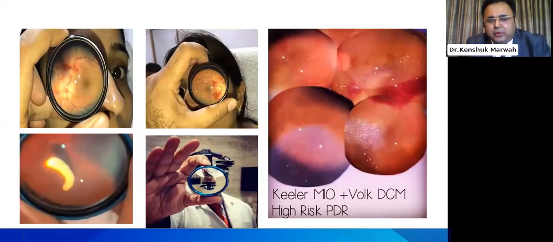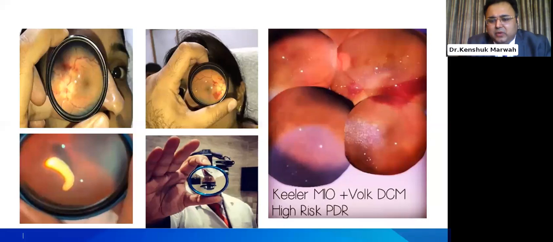These are a few images which I have taken. The upper images are through the Panretinal 2.2, and this is a patient of papilledema, where you can see the disc is edematous and there are splinter hemorrhages. The lower image on the left-hand side is of the Ozurdex implant in the eye, which we had given for a non-infectious uveitic cystoid macular edema. You can see the Ozurdex implant floating in the eye.